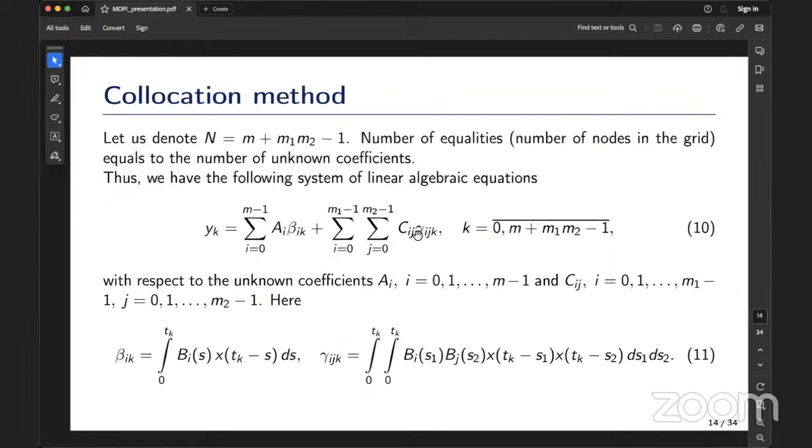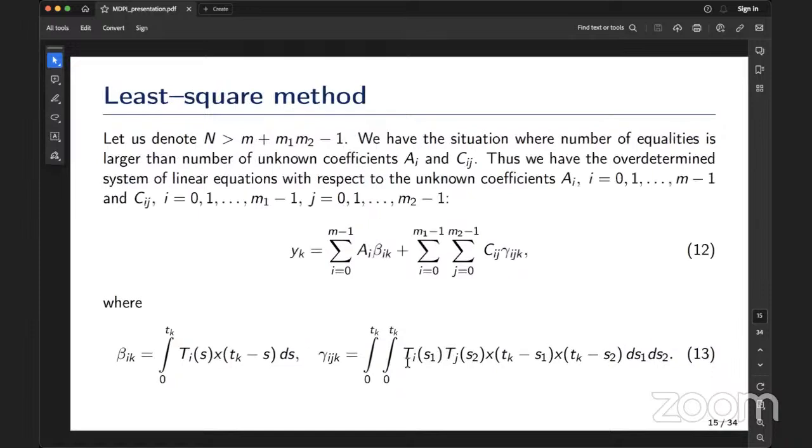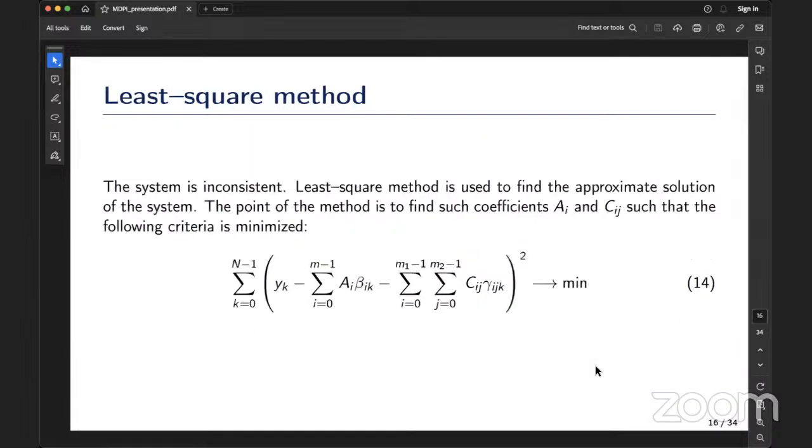Now we denote n as this value, the number of equalities, actually the number of nodes on the grid, equal to the number of unknown coefficients. We have the following system of linear algebraic equations, 10, with respect to the desired coefficients a_i and c_ij. Here beta_ik and gamma_ijk are defined by formula 11. Here we can notice that n is greater than this number, so the number of equalities is larger than the number of unknown coefficients. Then we have an overdetermined linear system with respect to the desired coefficients a_i and c_ij, 12, where these coefficients are defined by formula 13.